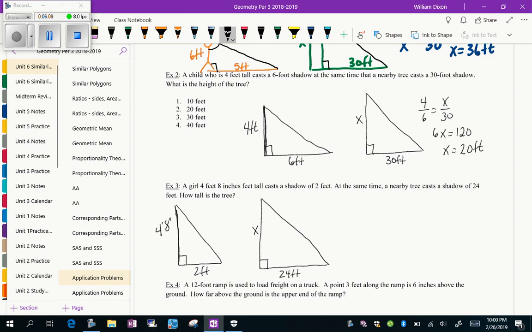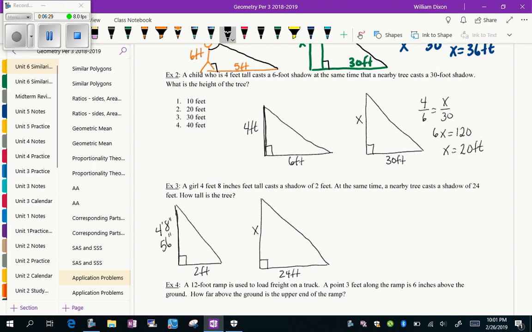Yep, you have to convert this all into feet or into inches. Now, the easiest way to do this is to convert each one of these into inches. So, my 4 feet 8 inches, well, that's 4 times 12 plus the 8, so I'm going to get 56 inches here.